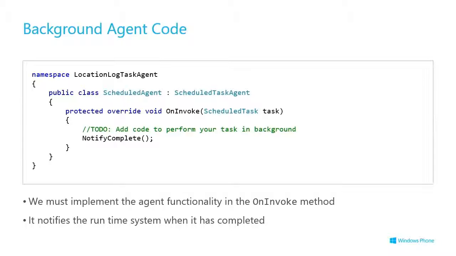All right, so let's take a quick look at this background agent code. It looks very simple. Basically, all the magic happens in the OnInvoke area there. Whatever code you want it to run, you just put in there. And then you've got to call NotifyComplete, which tells the system, hey, I'm done with this.